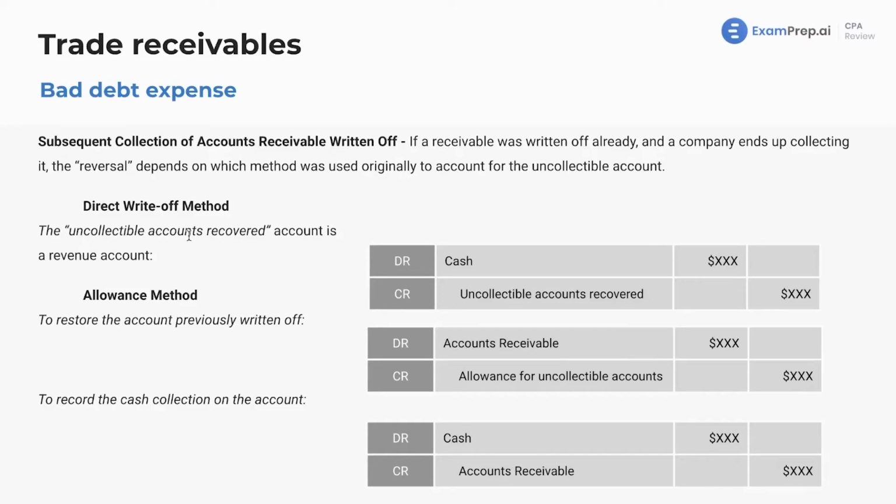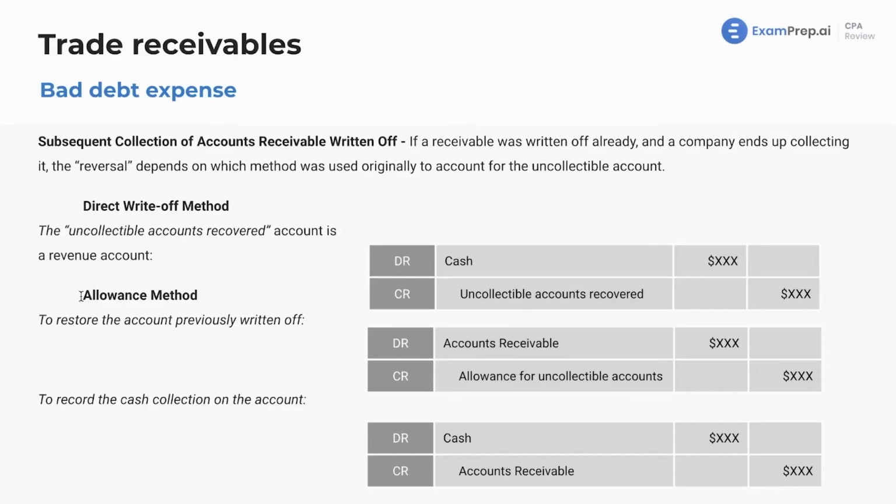So under the direct write-off method, we immediately wrote it off. As you remember, direct write-off, we directly wrote it off. So then we debit cash because we did receive cash, right? And then we credit uncollectible accounts recovered. That is the journal entry we'd use for the direct write-off method. Be pretty familiar with these journal entries. You could be asked to do them in SIMs or in multiple choice.